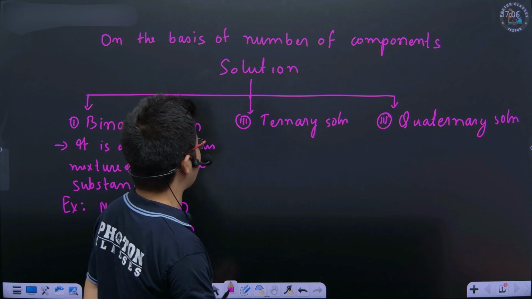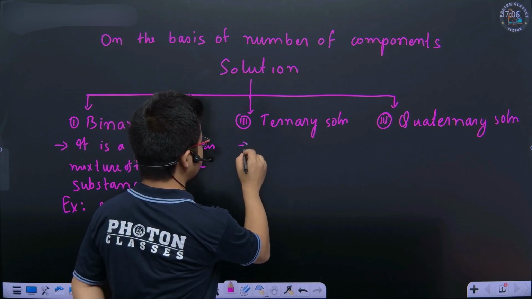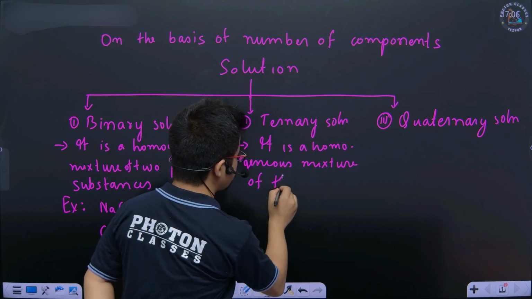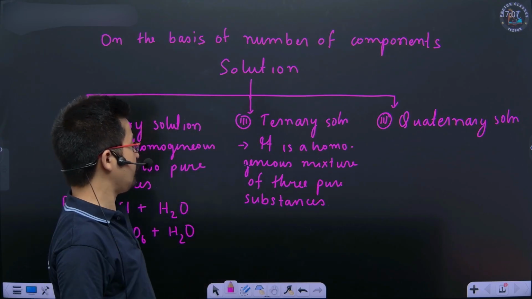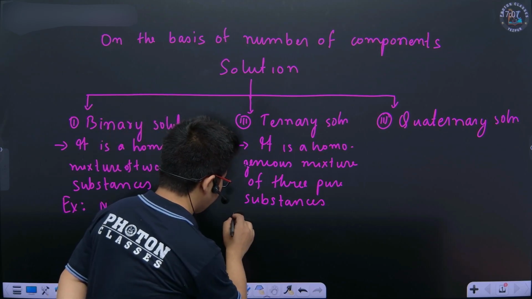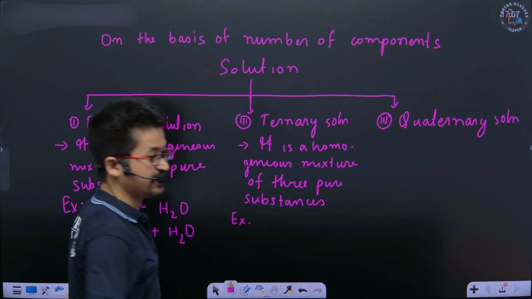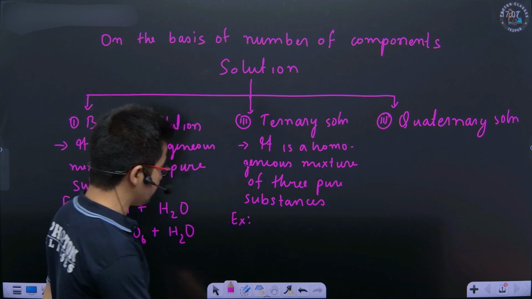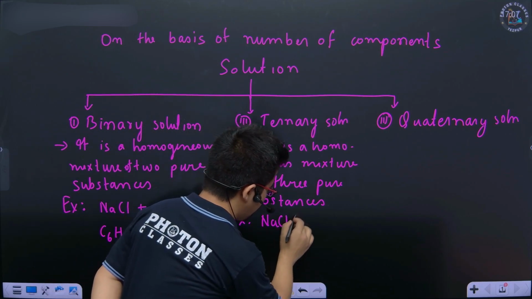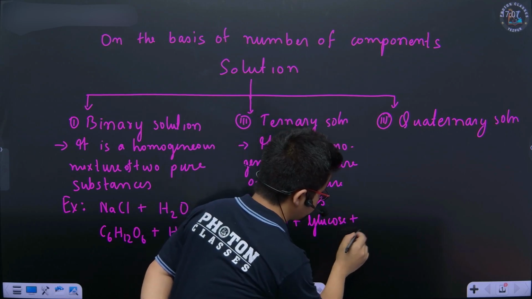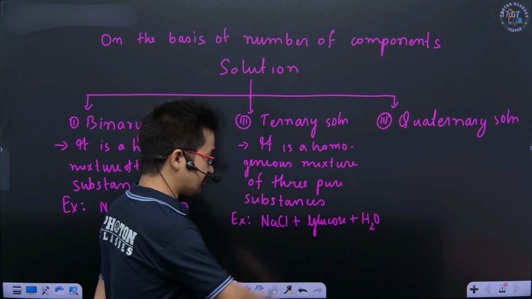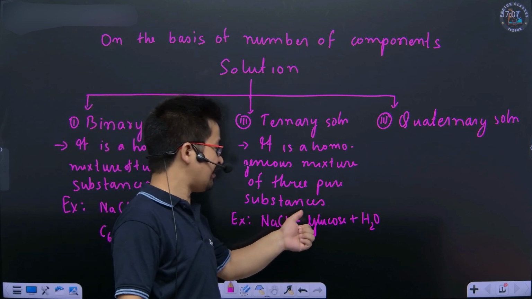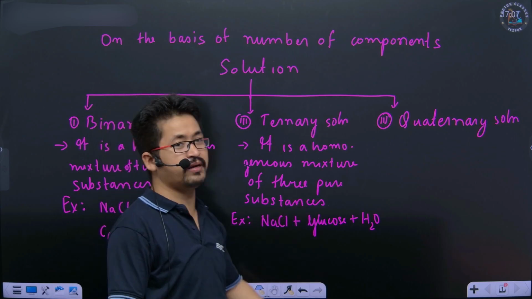Similarly, let us now discuss the ternary solution. What is a ternary solution? It is a homogeneous mixture of three pure substances. We can take the example of NaCl and glucose, both of which dissolve simultaneously in water: NaCl plus glucose plus water. In this type of solution there are two solutes, NaCl and glucose, and the solvent is water.